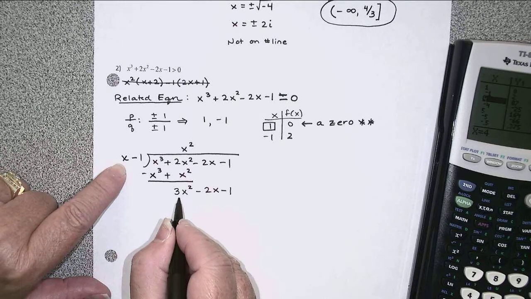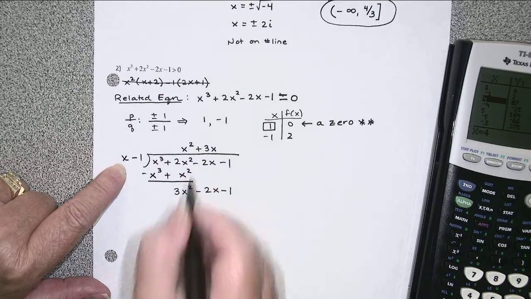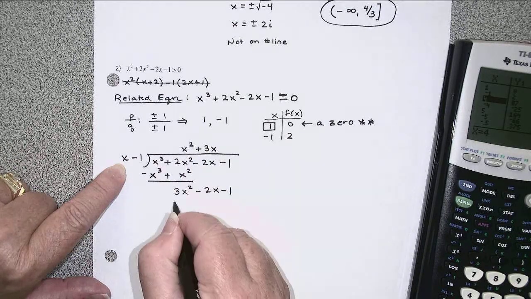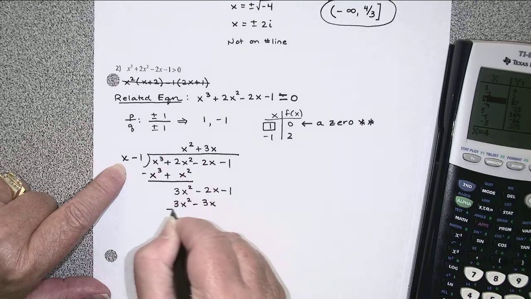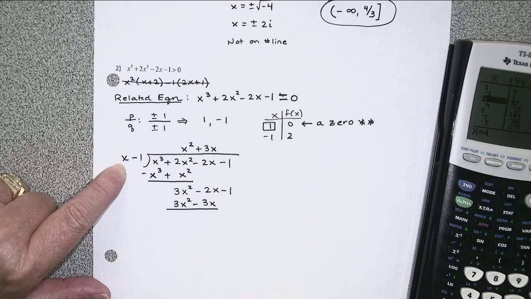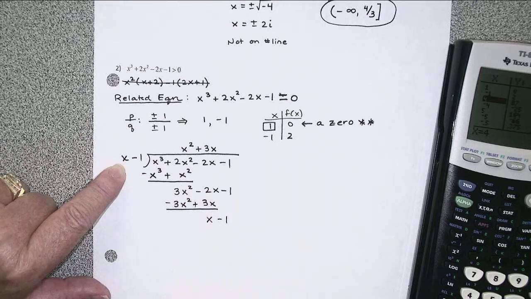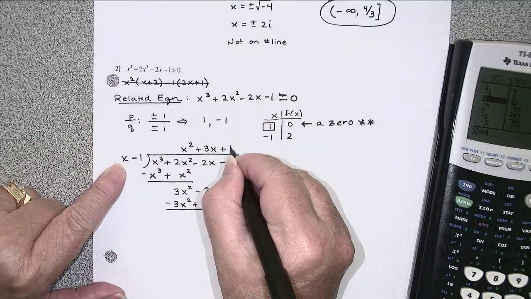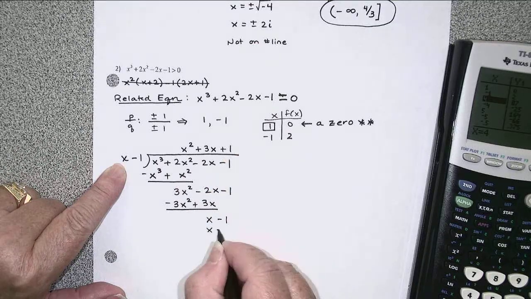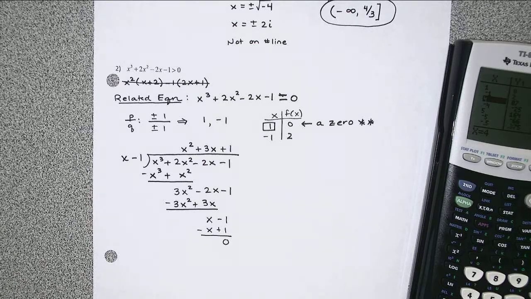3x squared divided by x is positive 3x. And again, I multiply. 3x squared minus 3x. Subtracting makes that a negative and that a positive, leaving me x. Bring down the minus 1. And x divided by x is 1. Multiplying gives me x minus 1. And subtracting leaves me a 0 remainder.